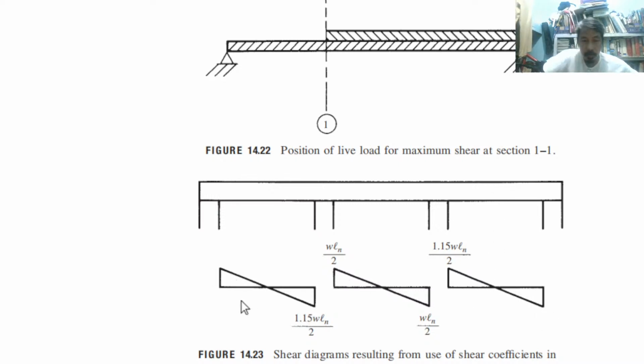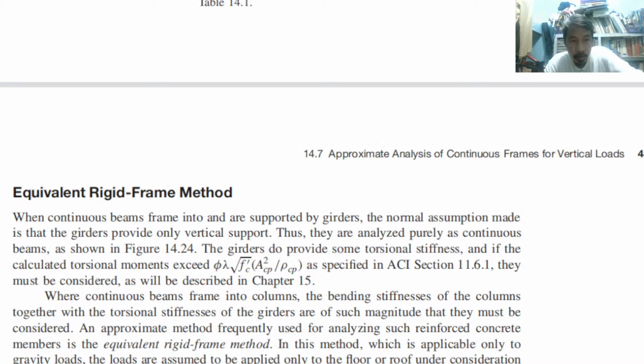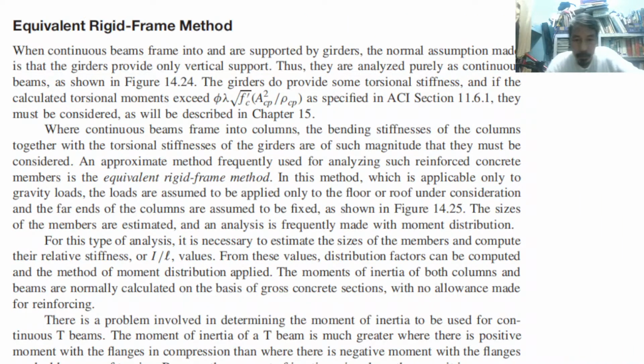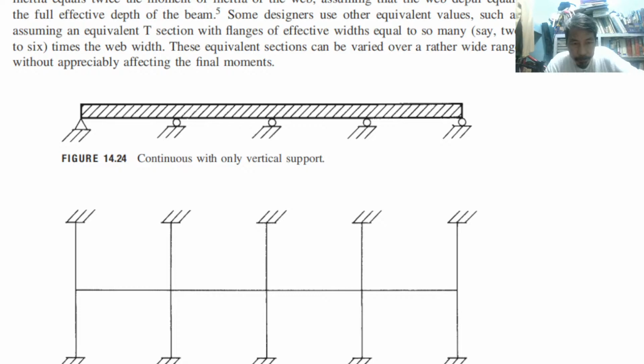Okay, so this is shear diagram resulting from the use of coefficient. There are only two coefficients, 1.15 and 1, times the shear, which is WL over 2. So that means we have those values.